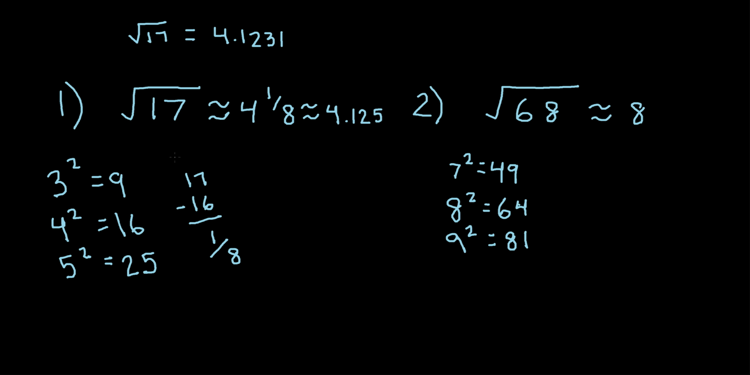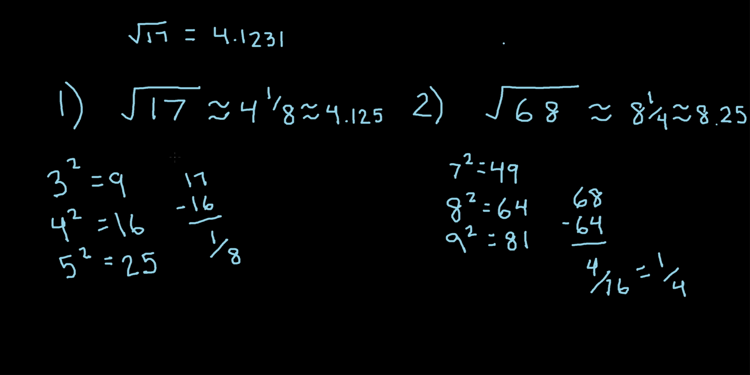Do 68 minus 64. 68 minus 64 is 4. And then we just divide that by this number doubled. So 8 doubled is 16. 4/16. And if we want, we can simplify that to 1/4. So that is the fraction portion of our number up here. And if you happen to know the decimal form of 1/4, you can go ahead and write that too. So that's 8.25.